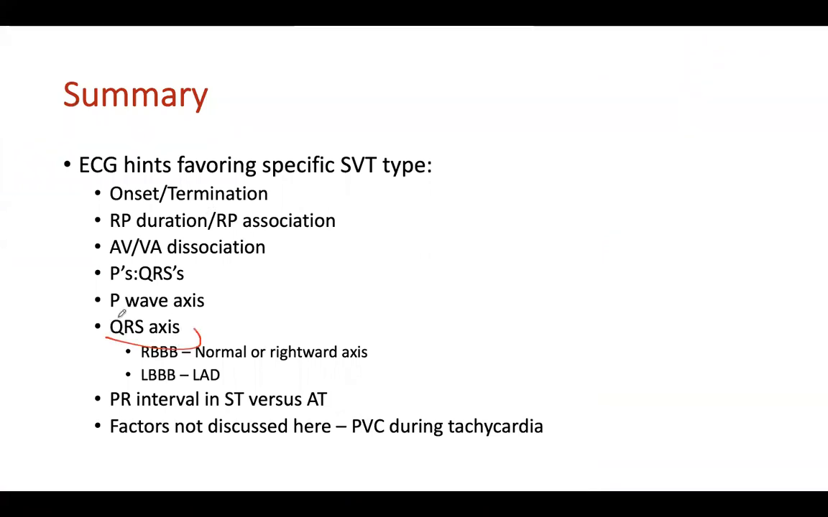So in summary, we had discussed all these points. Pay attention to the QRS axis during tachycardia. If it's typical right bundle or typical left bundle, it's more aberrant conduction rather than VT. And that's it. Any questions?